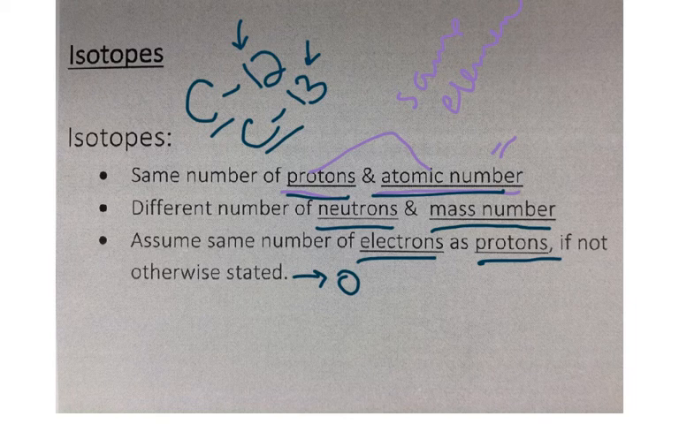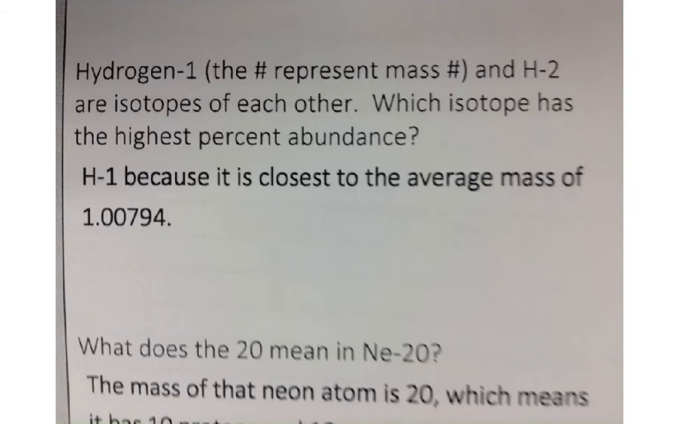So when we look at this problem, hydrogen 1, this 1 represents its mass, and hydrogen 2, this is another way to write it, 2 would be its mass. Which isotope has the highest percent abundance? Meaning we have these different atoms of hydrogen out there. One has a mass of 1, one has a mass of 2. But which one is more common?